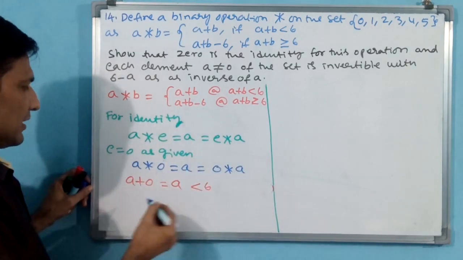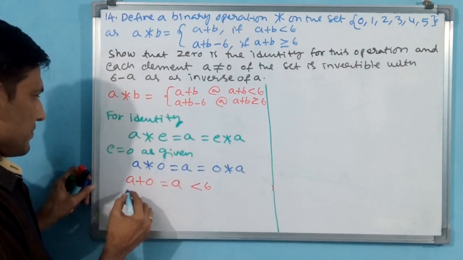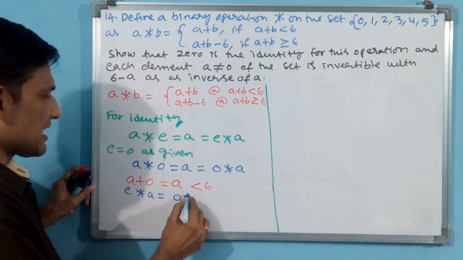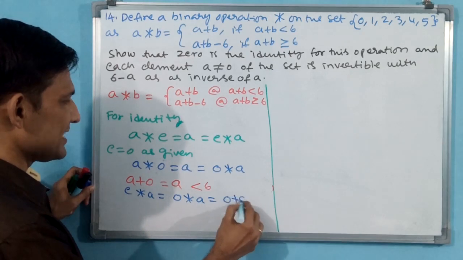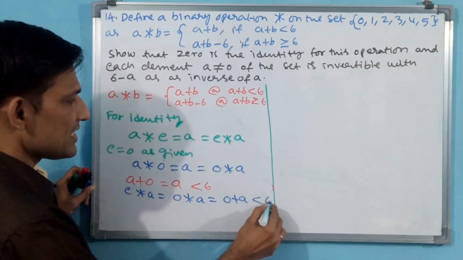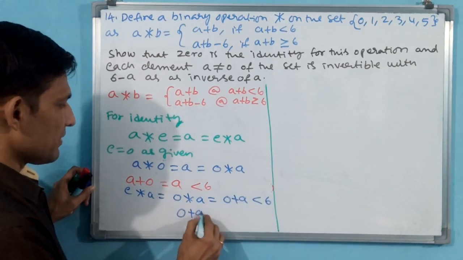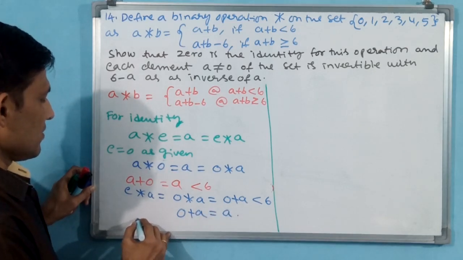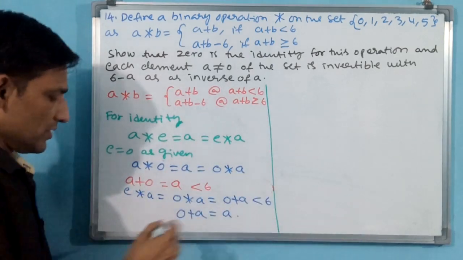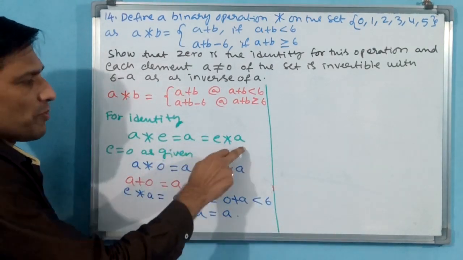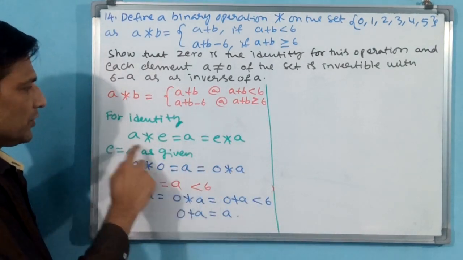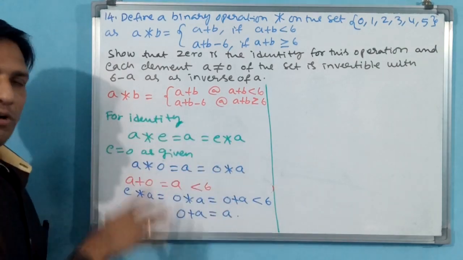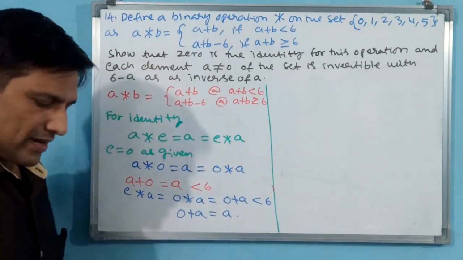Again this one also: E star A is equal to 0 star A, that is equal to 0 plus A. That is also less than 6 only. Therefore 0 plus A is equal to A. You write here: 0 star A, also A has come, and A star 0, also A has come. That is why it is proved for identity.